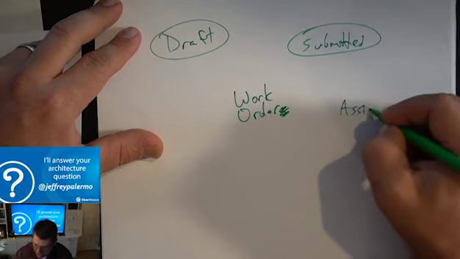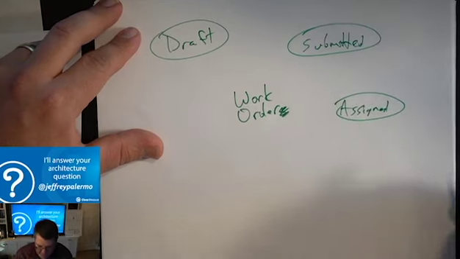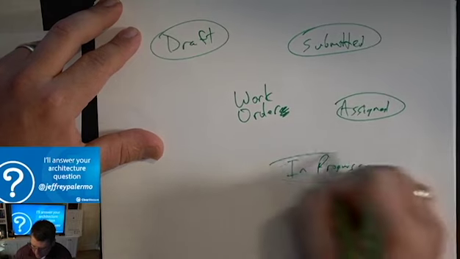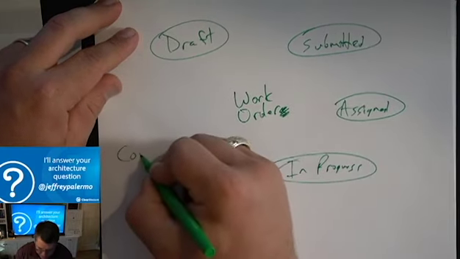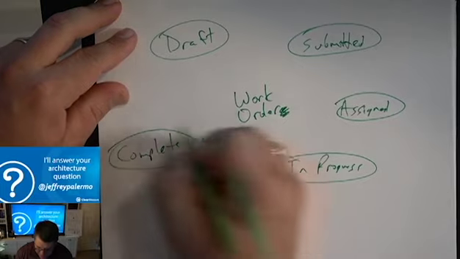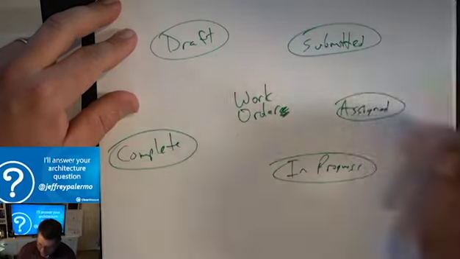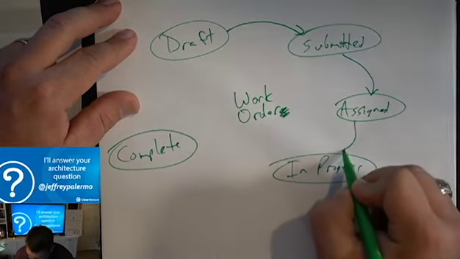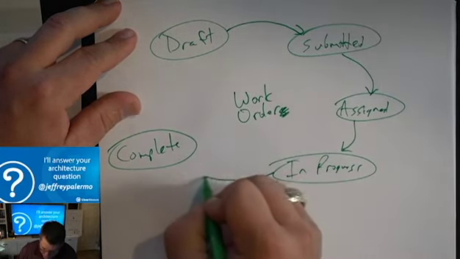And then another status would be it is assigned. And then maybe the next status is it's in progress. Okay. And the next status is complete. I'm going to ignore canceled for now, but you can see that we have transitions, kind of a synchronous workflow that this work order has.